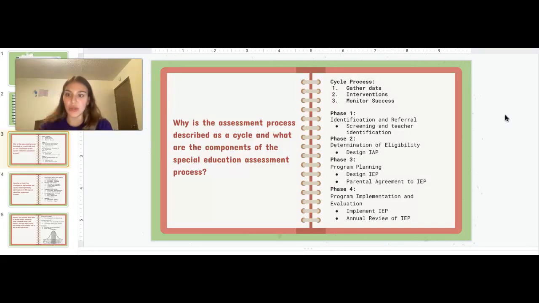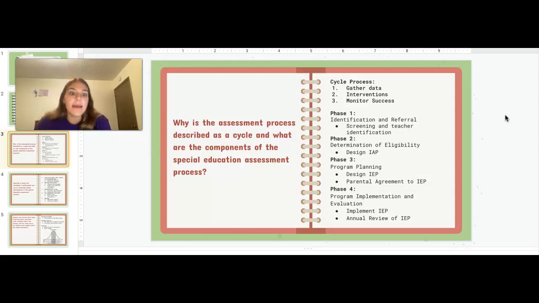So moving on to phase 2 is when you determine the eligibility. So this is when you design the individualized assessment plan. And this is also when you need parental permission before the assessment. So you have to have the parents review the IAP, which is the individualized assessment plan. So you have not assessed the student yet until you show the parents the IAP and they have given their permission for you to assess their child.